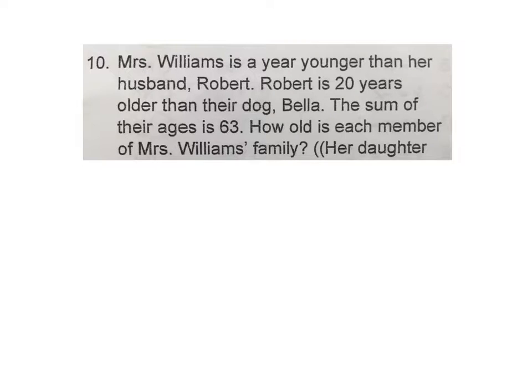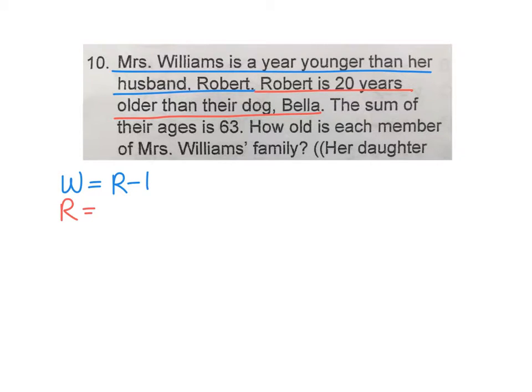All right, here's number 10 as promised. I'm just showing you this so that you have seen it once before. Don't stress about it if you don't understand. This is not the most important question on this test. All right, Miss Williams is a year younger than her husband, Robert. So that means Miss Williams is her husband's age -1. Robert is 20 years older than their dog, Bella. Robert is their dog, Bella's age, plus 20.